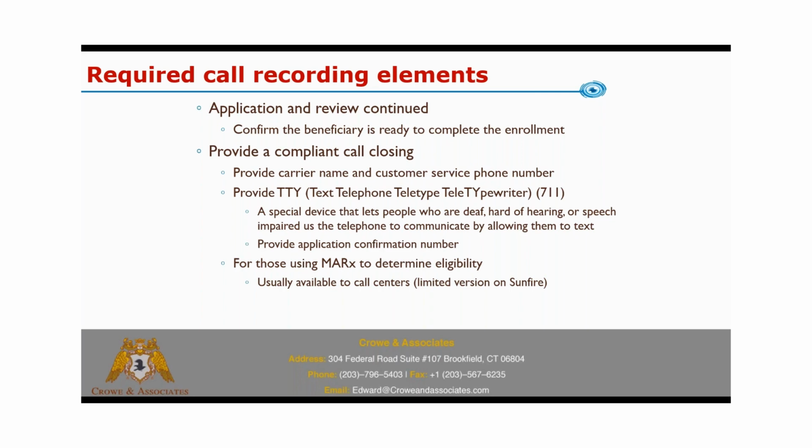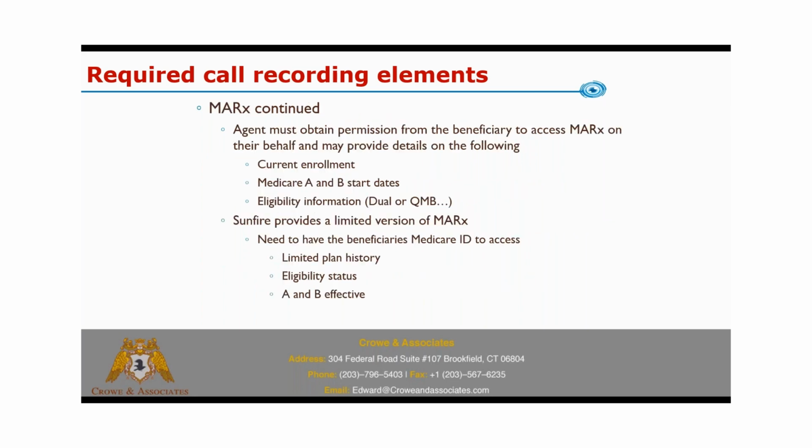I put a section in here because they listed this, for those using MARx. Most of us don't have access to MARx. MARx is usually available to a call center, but there's a limited version of it on Sunfire. So for those who access MARx, you would need to include this piece. For the majority of us, we don't have access to MARx. Sunfire, even though it is the MARx system, is a limited version of it, so it's really not as applicable to us, but I'm going to go over it anyway.